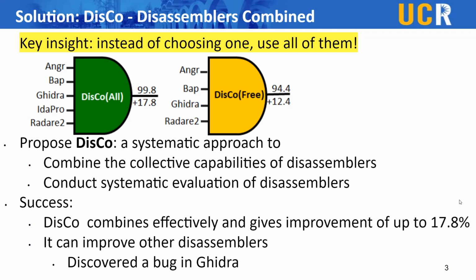Overall, this project was a huge success because we found that DisCo can combine effectively the different disassemblers, and it can give an improvement of up to 17.8%. Not only that, DisCo can also be used to improve other disassemblers like Ghidra, for example. And in the course of our study, we have also discovered a bug in Ghidra, and we will give you more details in the following slides.